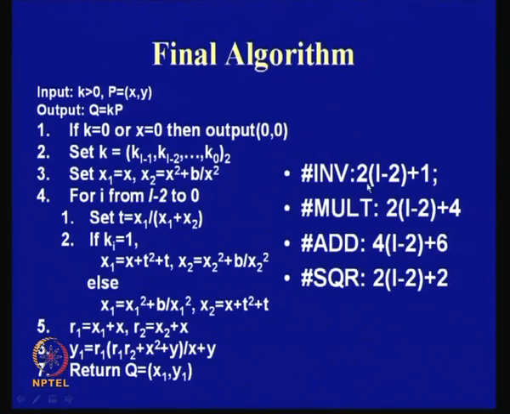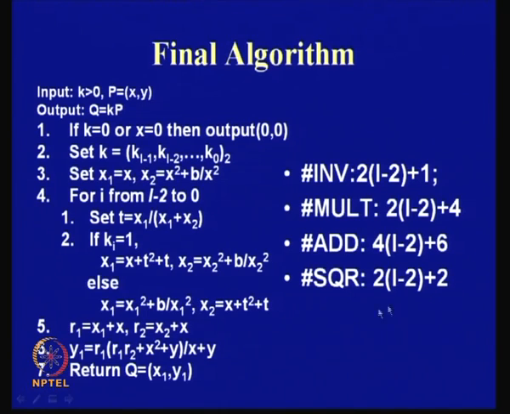So, if you want to count the inversions, you see that you are always doing an inversion operation. 1 by x 1 plus x 2 is a cost of one inversion always, and whatever you do, you are also doing an inversion either here or here. So, that means two inversions are necessary: one here, and either this one or this one. So, that is two inversions multiplied by the number of times you run this loop, plus 1, because you are doing another additional inversion operation here. Similarly, you can also count the number of multiplication operations, additions and squarings.